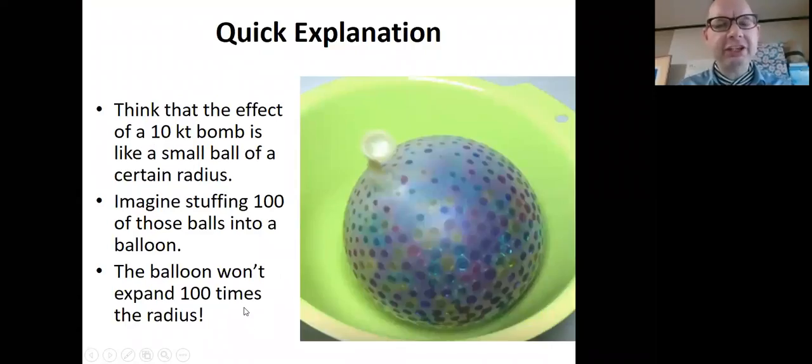This is just a quick explanation of why this is the case, and you can of course prove this, but there's an easy way to understand it. Think of the effect of a 10 kiloton bomb as a small ball of a certain radius. Imagine stuffing 100 of those small balls into a balloon. The balloon won't expand to 100 times the radius, as you know. The radius expands outward very slowly because it has to expand in all directions. That's basically why the effect is not linear.